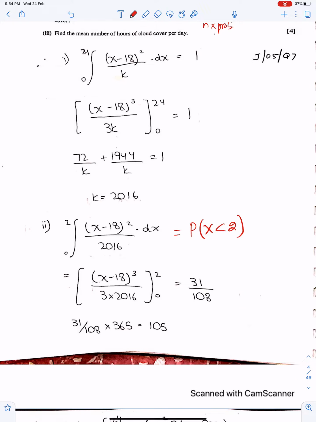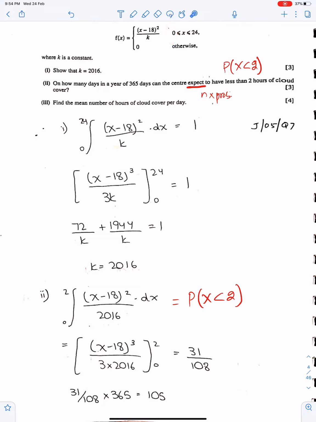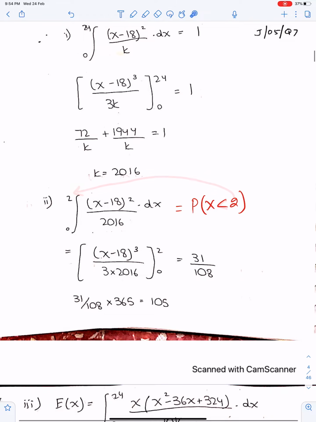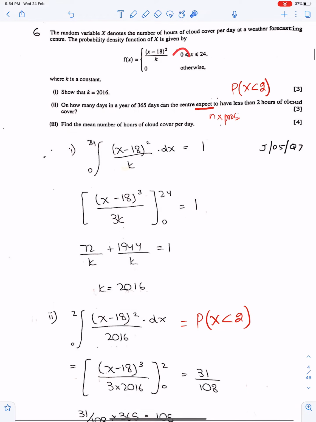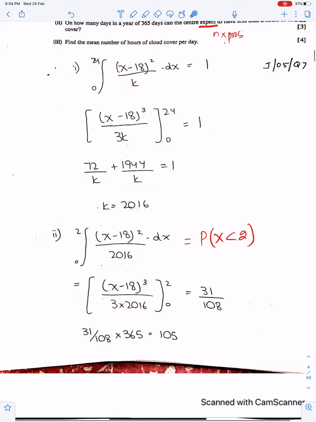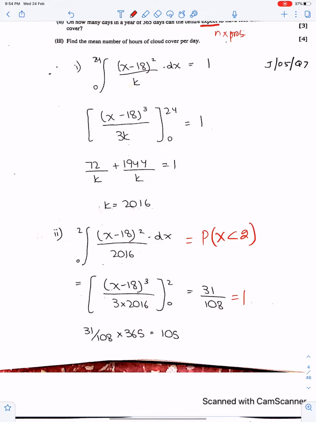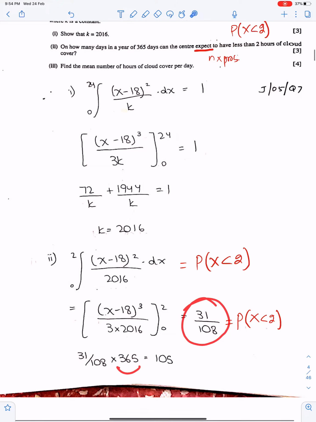So the upper limit is 2 and the lower limit is here, it's 0. Whenever we have a less than sign, then this number will be the upper limit. And you have the lower limit, it's 0. So first get this probability. This is P(x less than 2). Now you just need to multiply this probability with 365. Use this formula, n times probability of the requirement. This is the probability of the requirement and this is n, so these are the number of days.